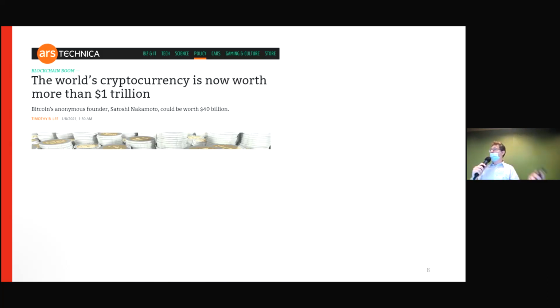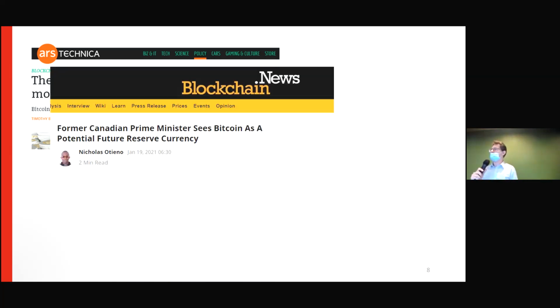So beside Bitcoin, the whole world of cryptocurrencies is said to be worth more than $1 trillion USD. So that's not something to be ignored. You can't just think that it's worth nothing, that it's just a weird invention. It has a lot of money attached to it. And you can see even governments trying to jump into it to some extent. For example, Canada considers using Bitcoin as a potential future reserve currency.